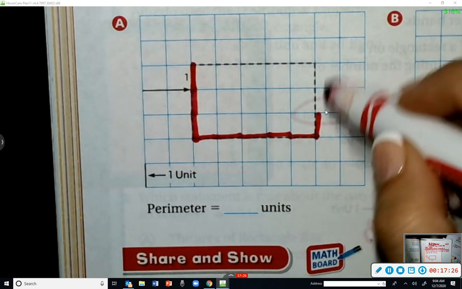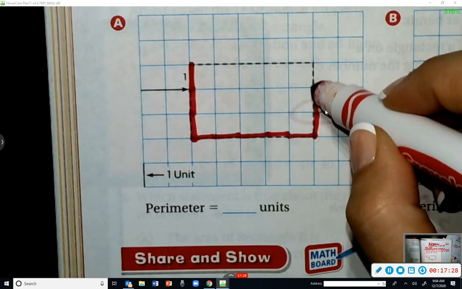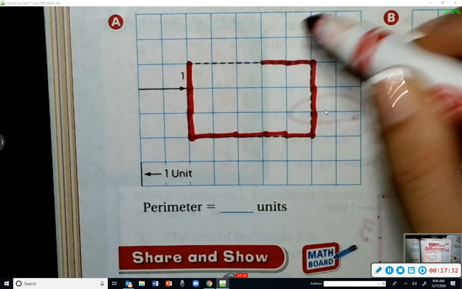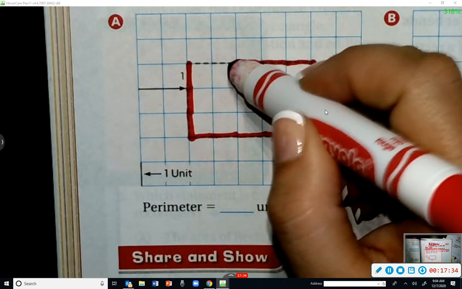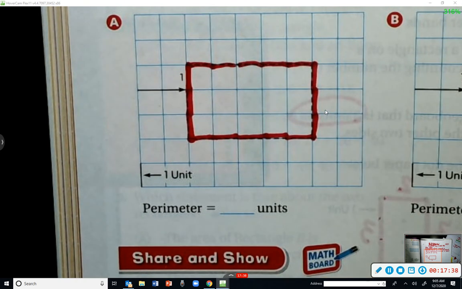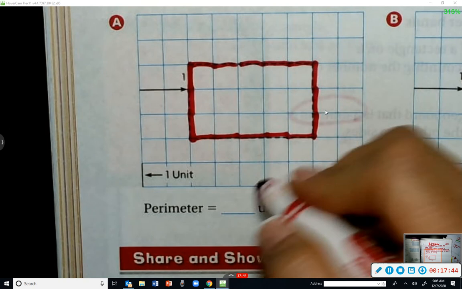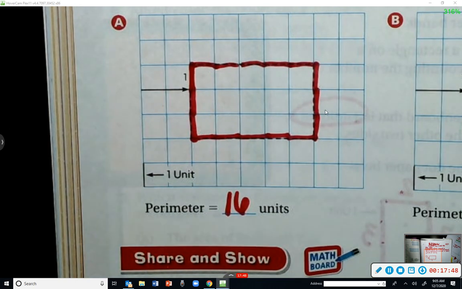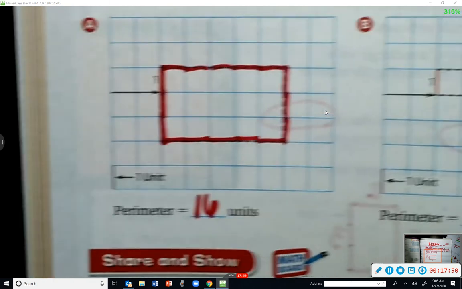9, 10, 11, 12, 13, 14, 15, 16. So I've traced all around the outside edges and I stopped at what number? 16. So the perimeter is 16 units. Okay, now let's try the second one together.